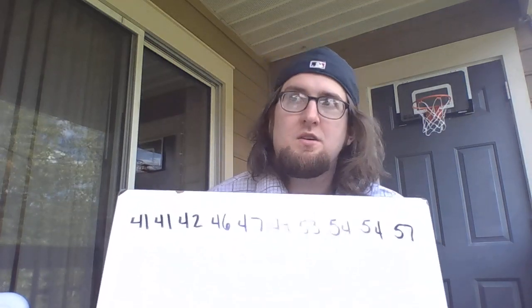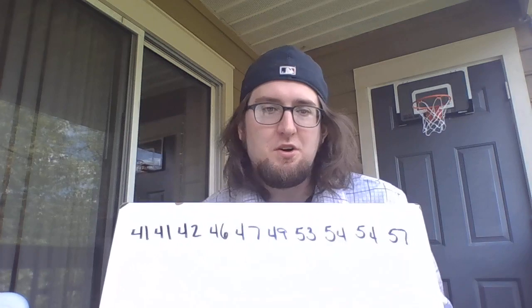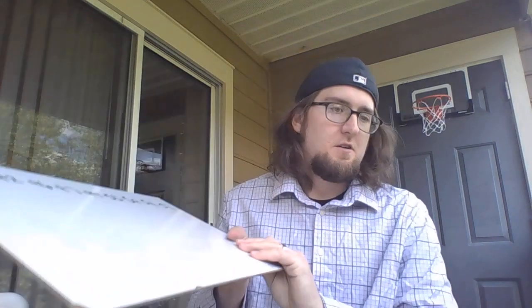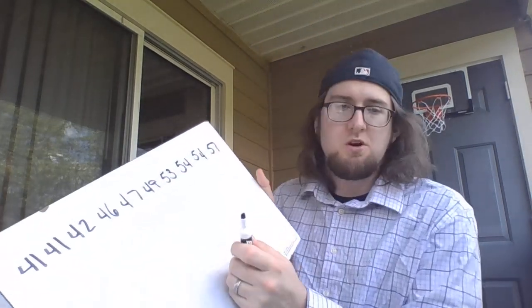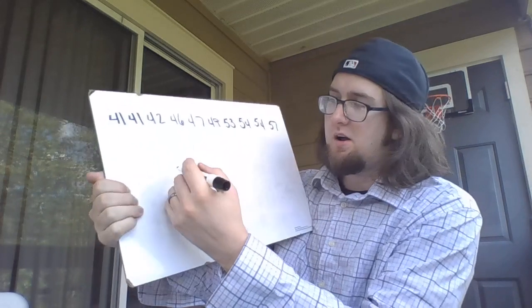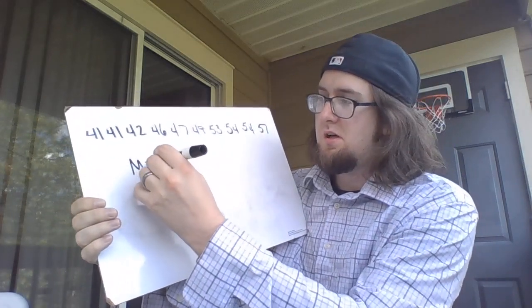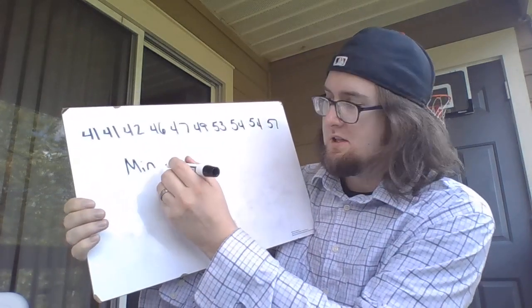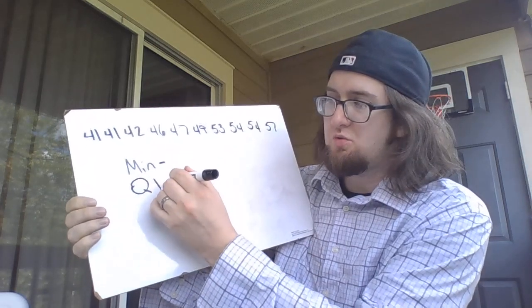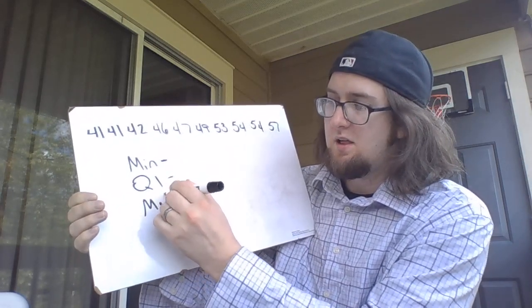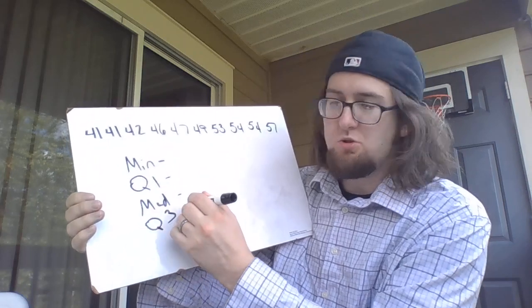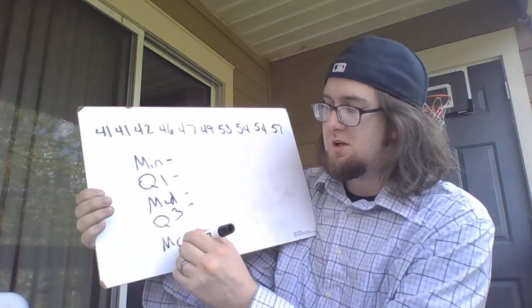So what we want to do now is we want to create what's called a 5-number summary. This is where if you were taking notes, you would take notes. Okay. So the 5-number summary is a list composed of 5 numbers. What are those 5 numbers? They are your minimum. I just put min. Quartile 1, Q1. Your median. Quartile 3, Q3. And your maximum.